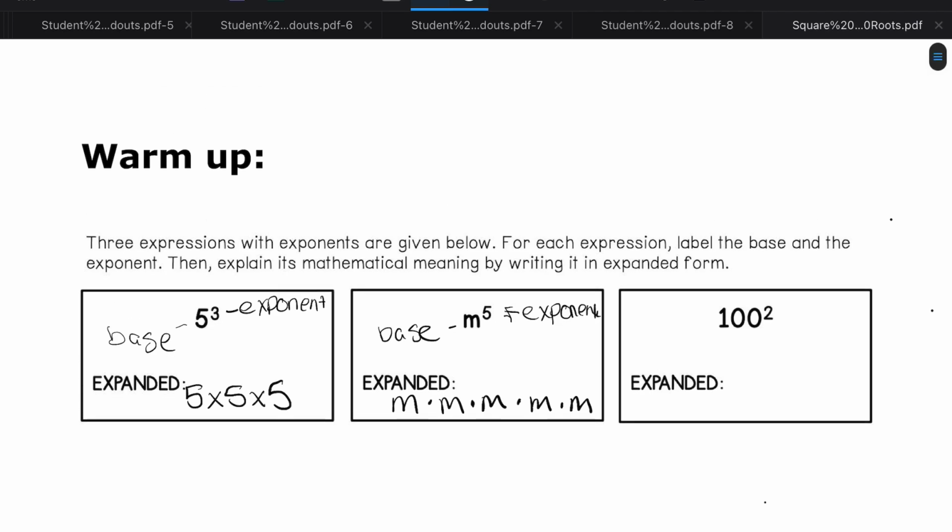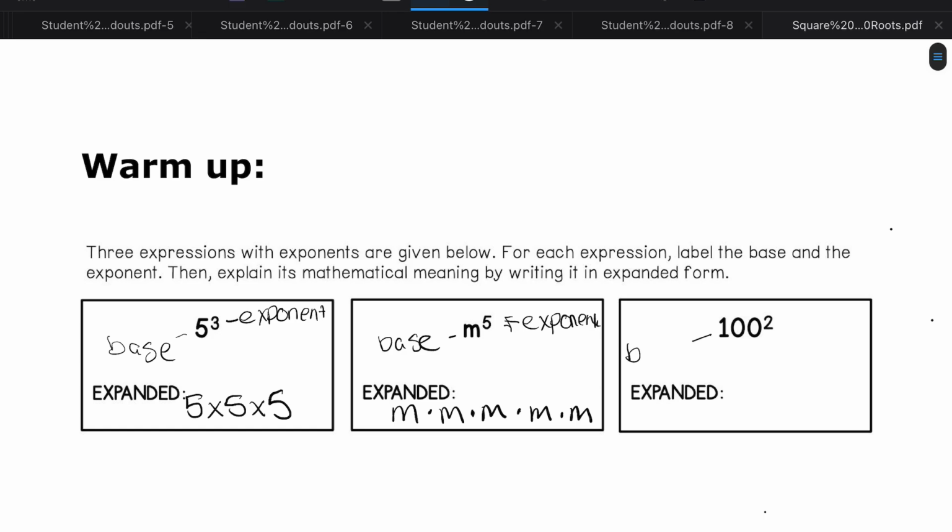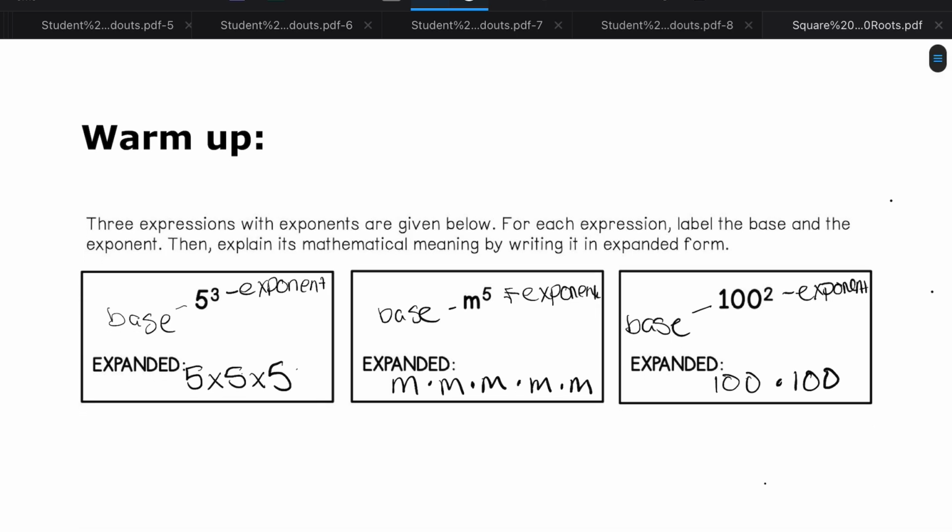So here with 100 squared, the base would be 100. This would be your exponent. And then it would just be 100 times 100, not 100 times 2. A lot of times we get that confused, thinking it's 100 times 2. No, it's 100 times 100. It's 100 twice. Just like here, it's m 5 times, and here on 5 cubed, it's 5 three times.